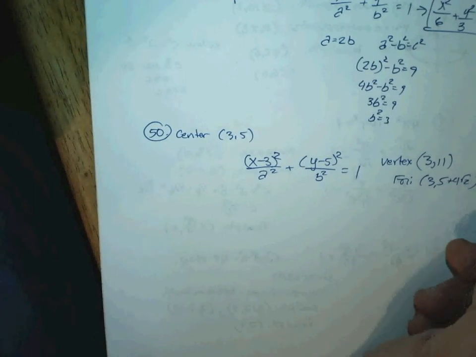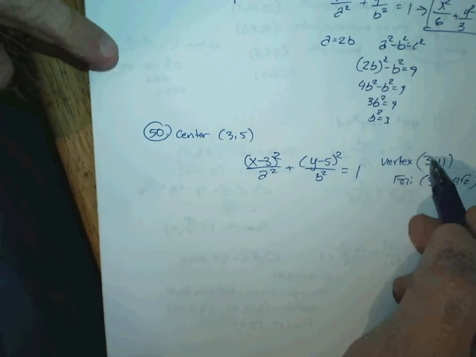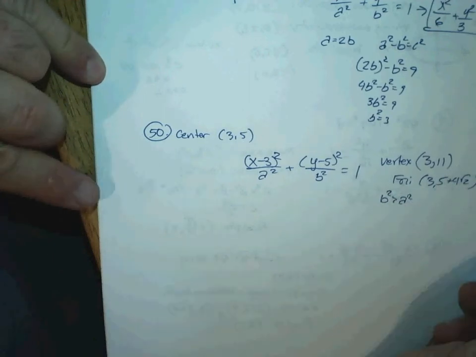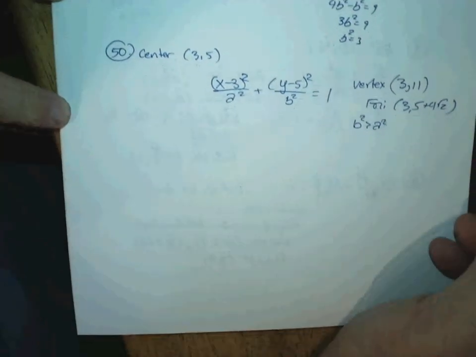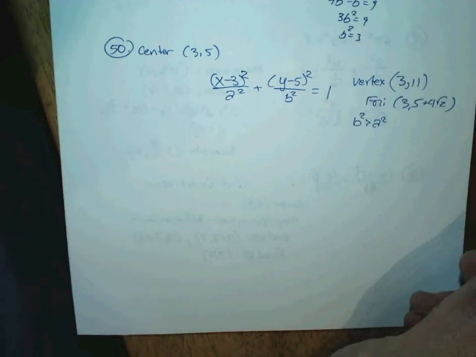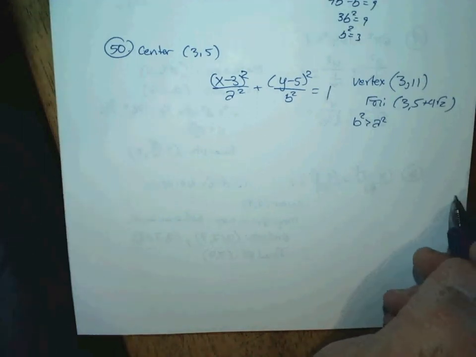And the focal point is 5 plus 4 root 2. Okay, so the focal point is moving not the x-coordinate but the y-coordinate. So that means in this case b squared is bigger than a squared for sure.